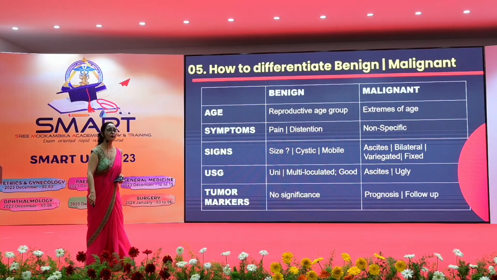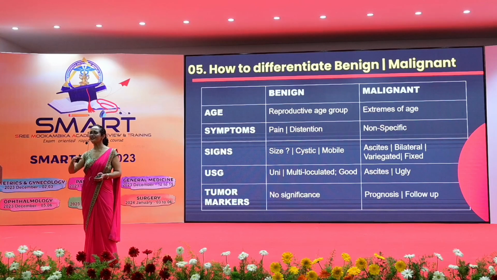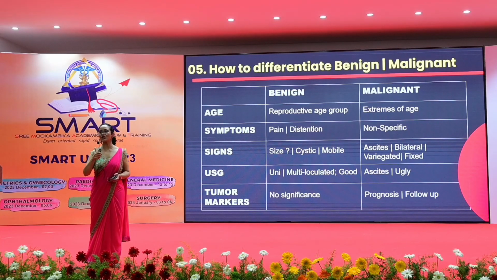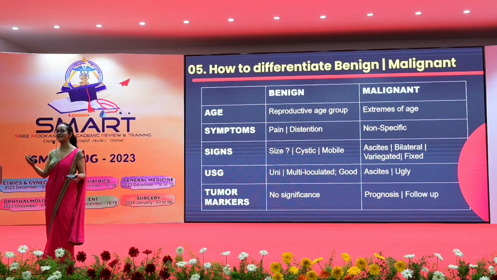Normal CA125, boys? 35. Okay? If it is 100, it is okay. If it is 10,000, that means prognosis is bad. Disease has already spread. Okay?